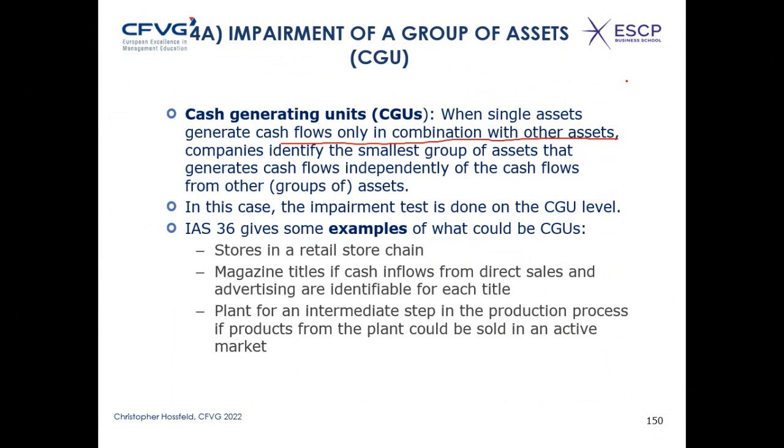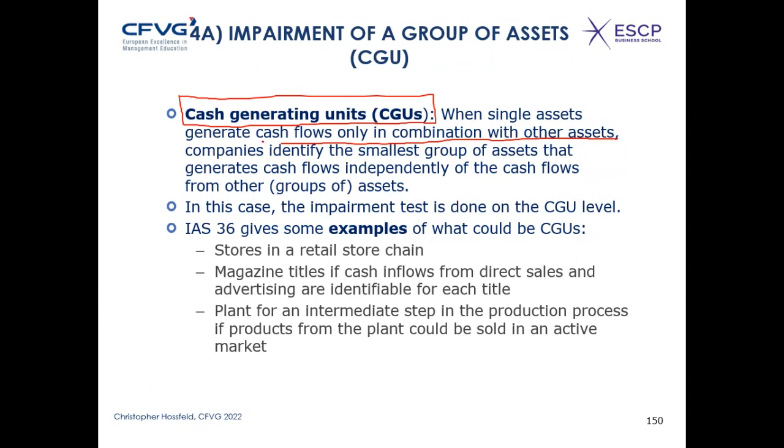When I want to do an impairment test on a brand name, what is the cash flow generated by the brand name? I don't know, because the brand name alone does not generate cash flows. It generates cash flows only together with all the other assets in the company. And that means if I have assets that do not generate cash flows on their own, I need to do my impairment test not on the individual asset level, but on a group level. The group of assets that I use for my impairment tests are called cash generating units, CGUs.